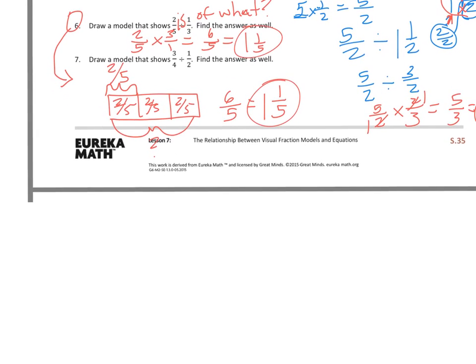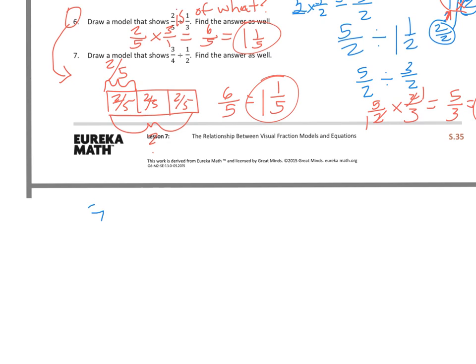The next one, 7, I'm going to do just because I want to draw the other model where we show 2 tape diagrams next to each other. If you don't know that one, then stick to this model here. And maybe I'll draw both of them just to show it. So we have, draw a model that shows 3/4 divided by 1/2. So I'm going to draw this time 3/4.